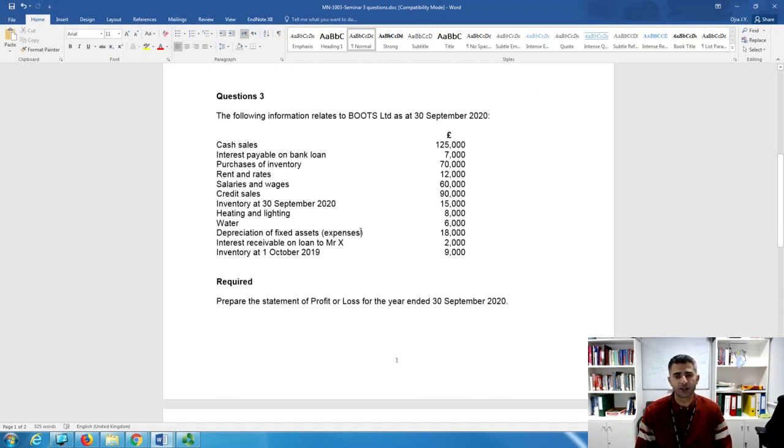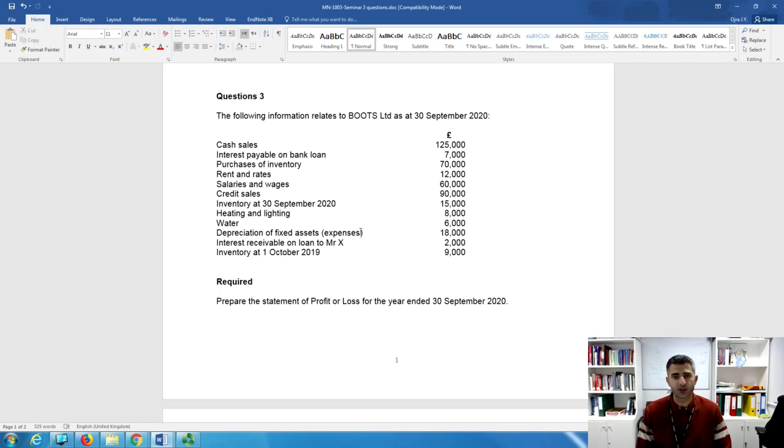Okay, so now think about it. When you prepare a statement of profit or loss, you need to include only the items which are related to the statement of profit or loss, because as I did mention, if you remember, there are some items which you don't need to include. Maybe they are related to the statement of financial position. So hopefully most of the items here which you need to use are related to the statement of profit or loss.